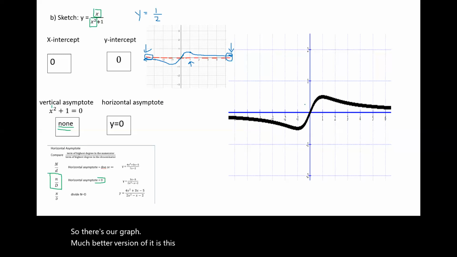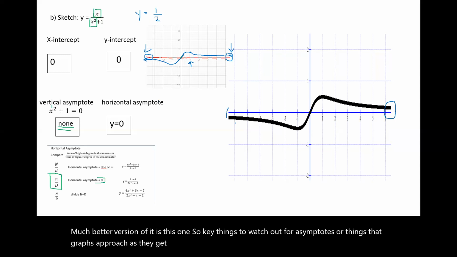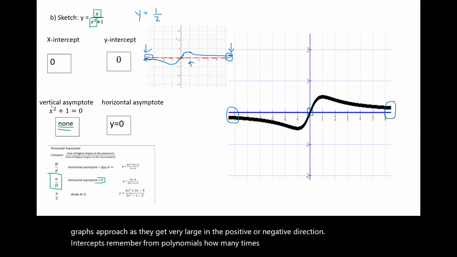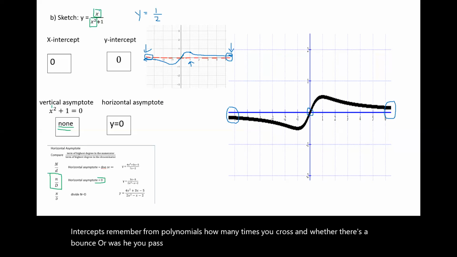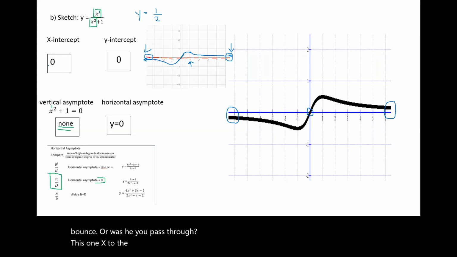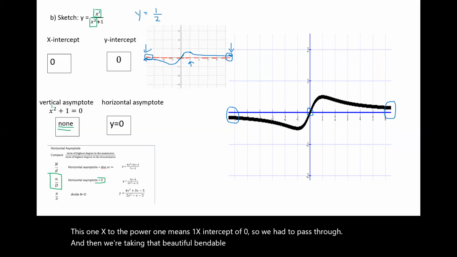So key things to watch out for. Asymptotes are things that graphs approach as they get very large in the positive or negative direction. Intercepts, remember from polynomials how many times you cross and whether there's a bounce or whether you pass through. This one, x to the power 1, means one x-intercept of 0, so we had to pass through. And then we're taking that beautiful bendable wire and just bending it through these points. So that's why you get the smooth curve.